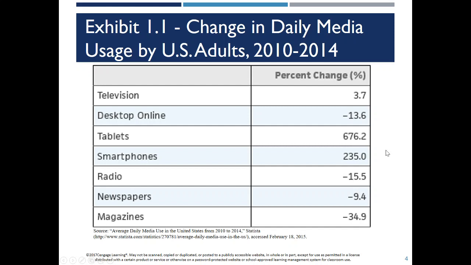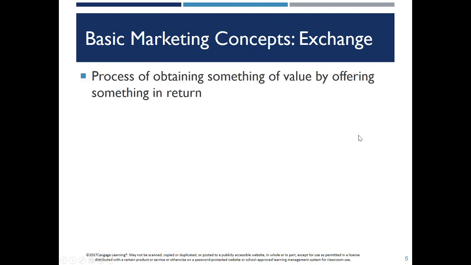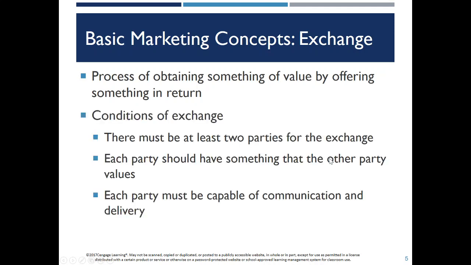Okay. Talking about media fragmentation, if you look here, you'll see that between 2010 and 2014, again, this is a couple years old, so the information is probably different now, but you can see that the use of smartphones and tablets has grown exponentially. Television's pretty flat. Print is on the decline for sure, as well as radio. Okay, so those are challenges and opportunities for marketing. Basic concepts: exchange. You've already talked about this. Just exchanging something of value for something of value, basically.